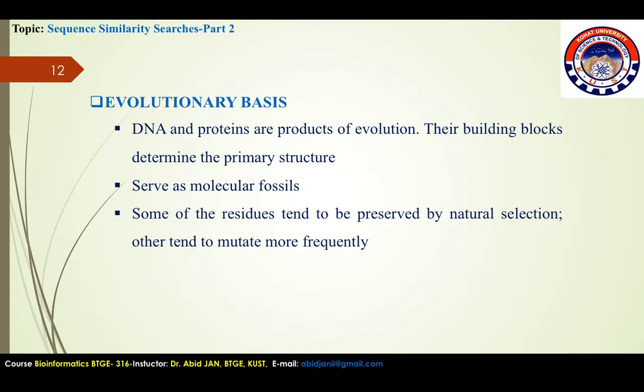Other residues that may be less crucial for structure and function tend to mutate more frequently. For example, active site residues of an enzyme family tend to be conserved because they are responsible for catalytic functions. Therefore, by comparing sequences through alignment, patterns of conservation and variation can be identified.